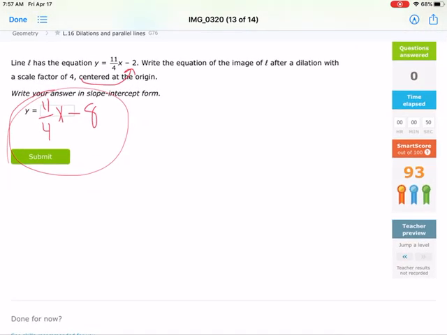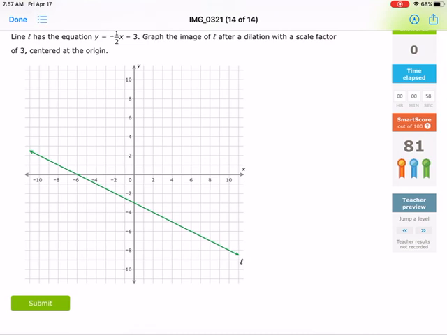Okay, L16. Smart score, did I go any higher? Oh, I went lower. All right, smart score of 81 now, if you can see that over there.